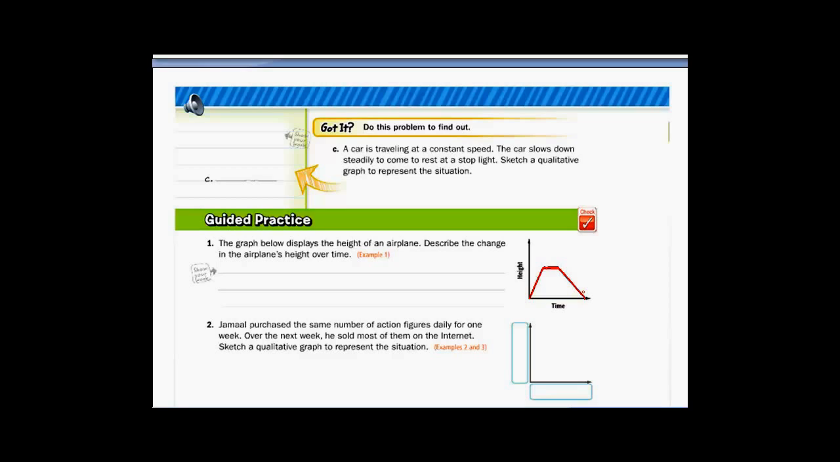Number 2, Jamal purchased the same number of action figures daily for 1 week. What does that mean? Same number? It means there's going to be a constant rate. Over the next week, he sold most of them on the internet. Sketch a qualitative graph to represent the situation. So you've got your number of action figures, I'm just going to abbreviate them over here. And then we've got our time here.